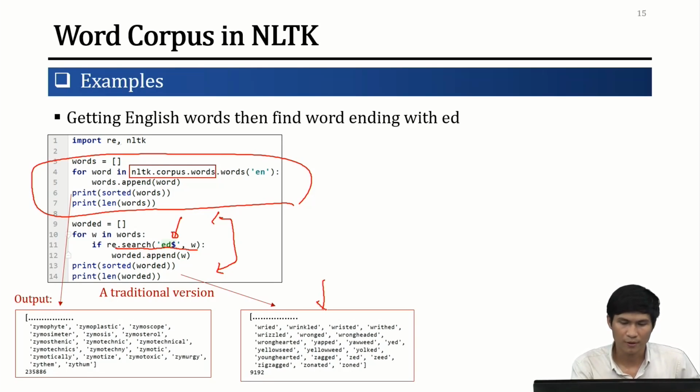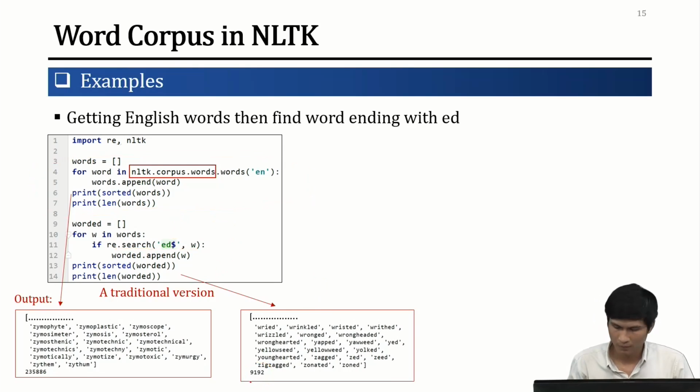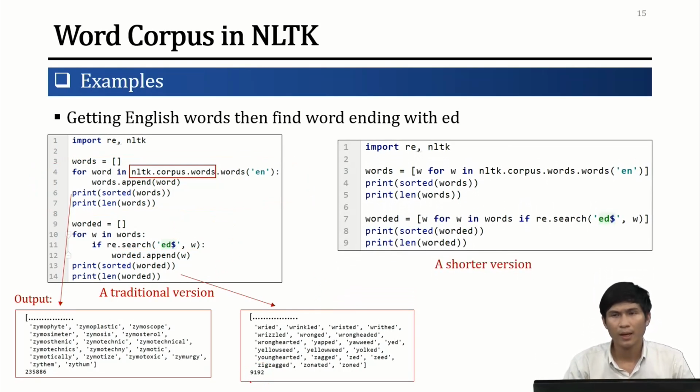As the result from here, we obtain about 9,200 words. And next, we can also use another shorter version of Python. Instead of doing this, which is a normal, traditional way of writing code and loops, right?